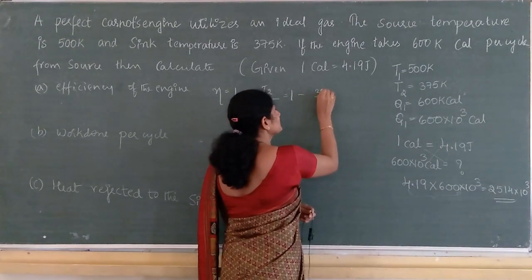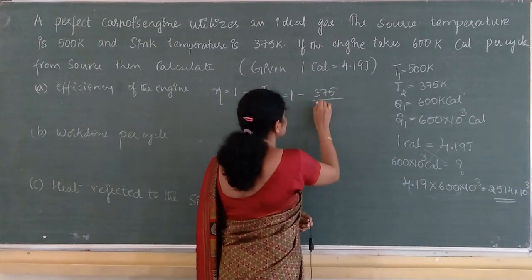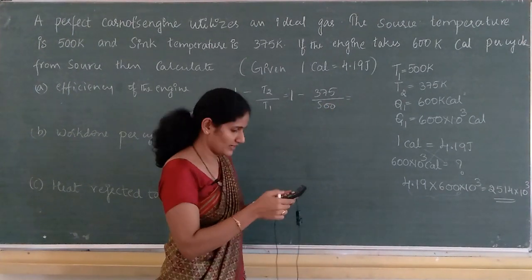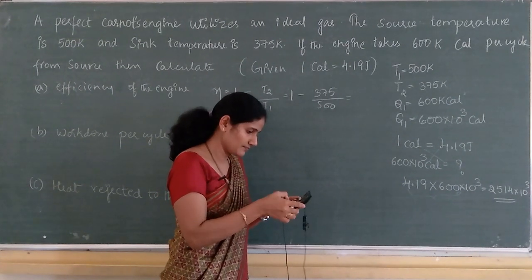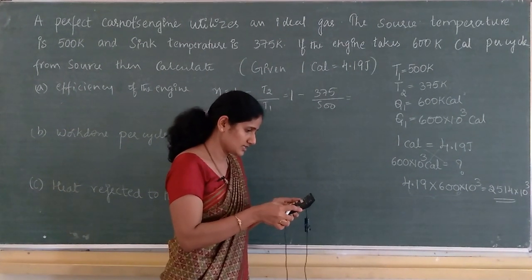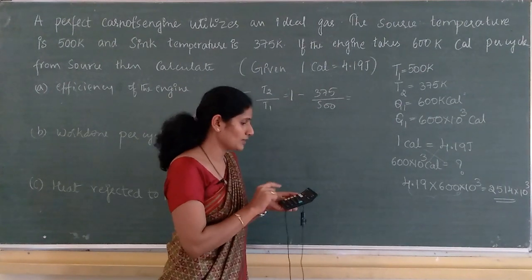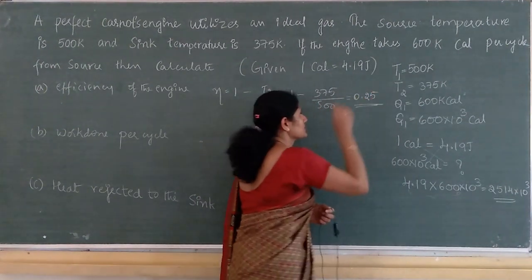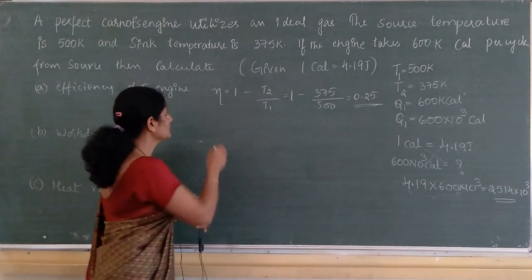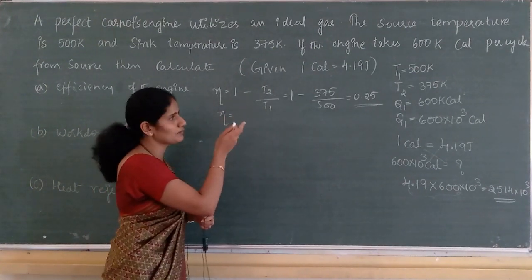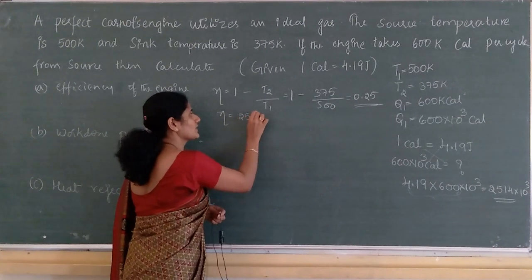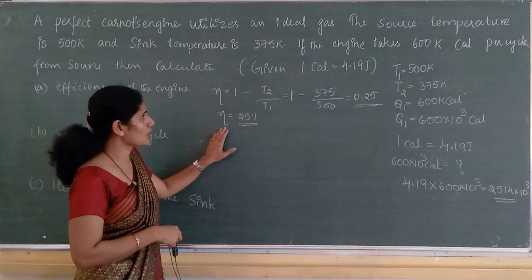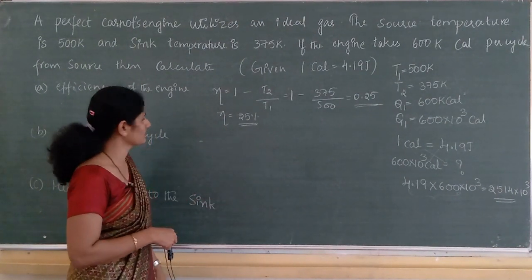What is the value of T2? 375 divided by T1 is 500, which is equal to 375 by 500. 375 divided by 500 is equal to 0.75. 1 minus 0.75 is 0.25. So, this is the efficiency of the engine. In percentage, efficiency is equal to multiply the number by 100. So, we get 25%. Efficiency of the engine is only 25%. So, this is how we can calculate efficiency of the engine. Okay.